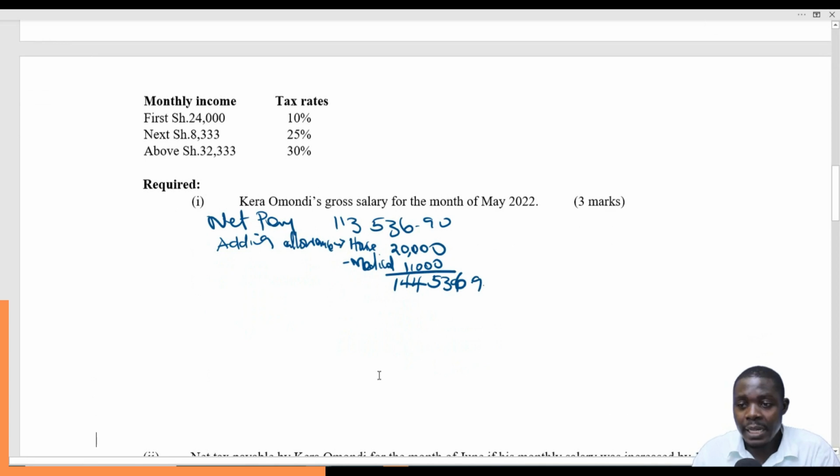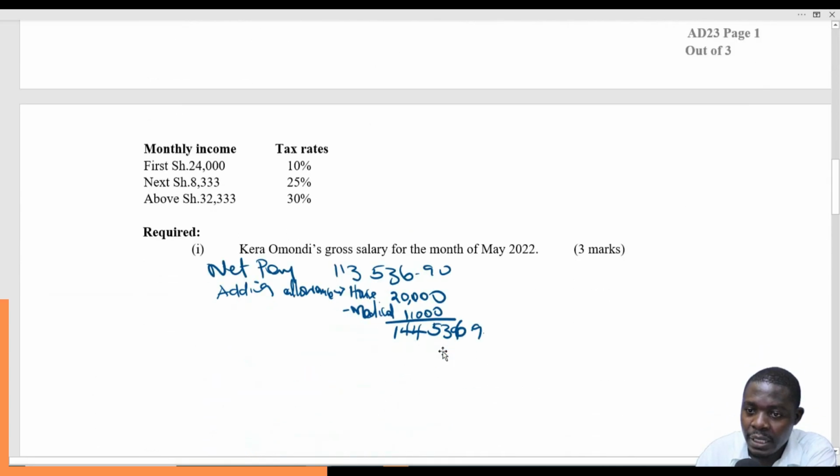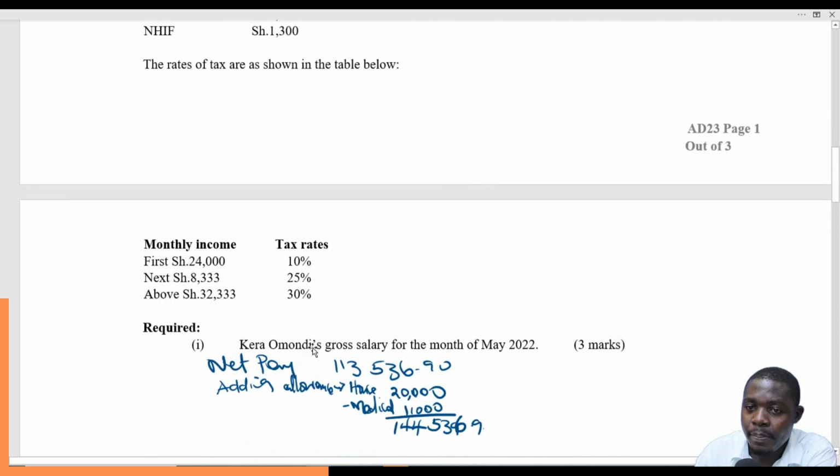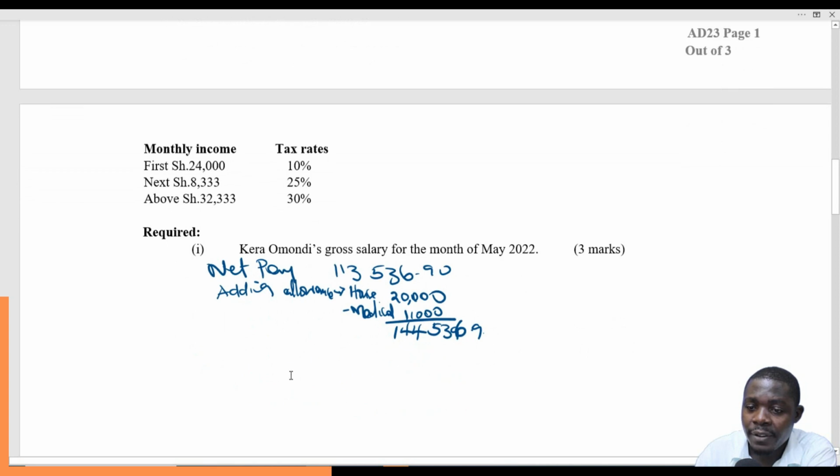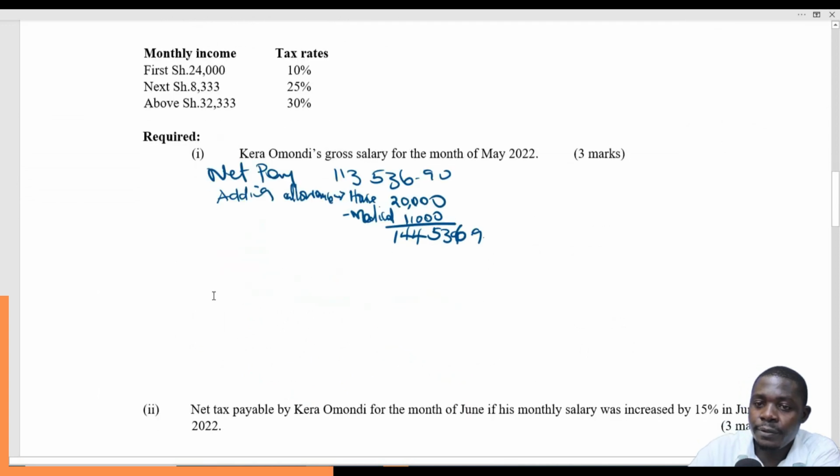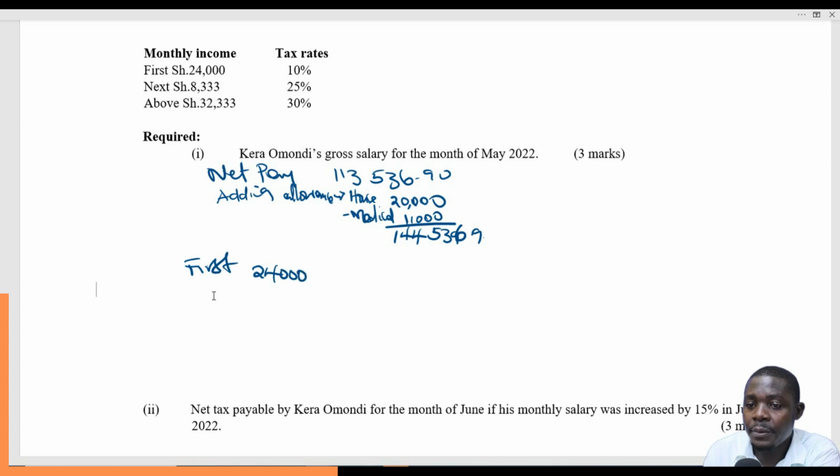Now we have to tax this particular figure before we remove the deductions that were paid by this individual. We are told that the first 24,000, we are paying a tax of 10 over 100, and this one can cancel each other, which will remain 2,400.